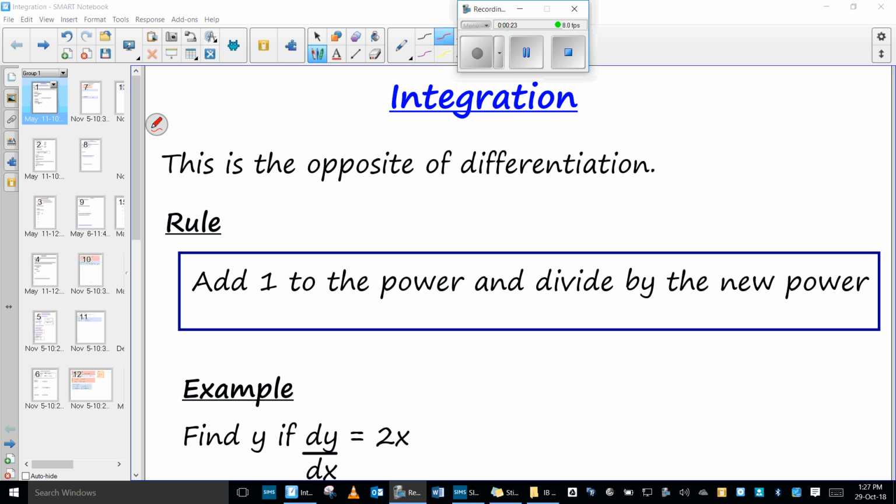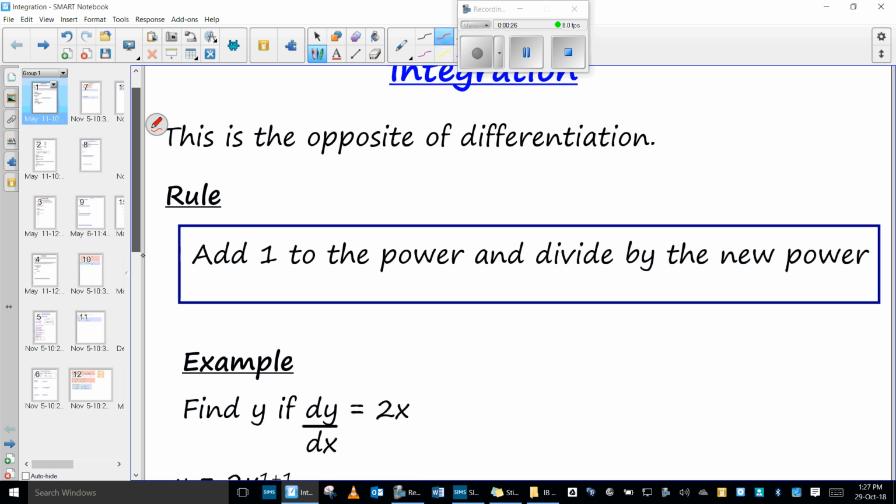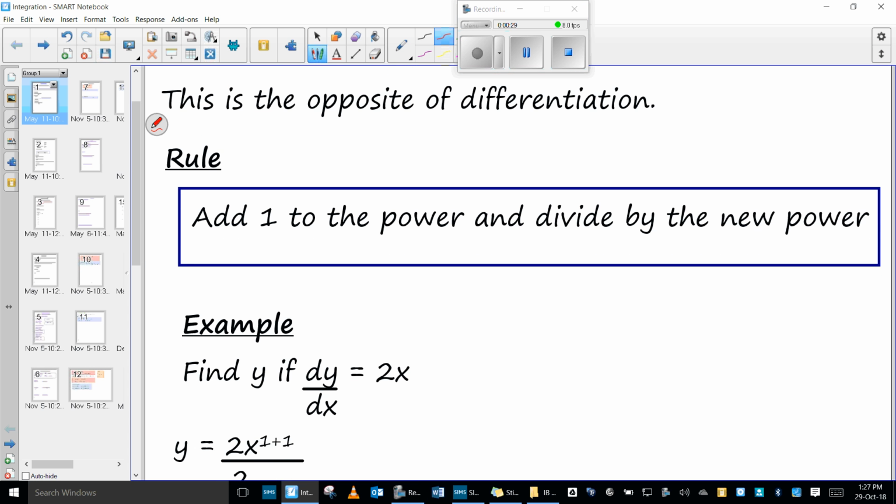So what do we do? We're going to add 1 to the power and divide by the new power. Because if you recall, if I was to differentiate x to the power 4, we multiply by the power and we take 1 off, yes? So this would have become 4x cubed. So if we have this and we need to get back to this, we would add 1 to the power and divide by that new power. Does that make sense? Yes, Tracy.